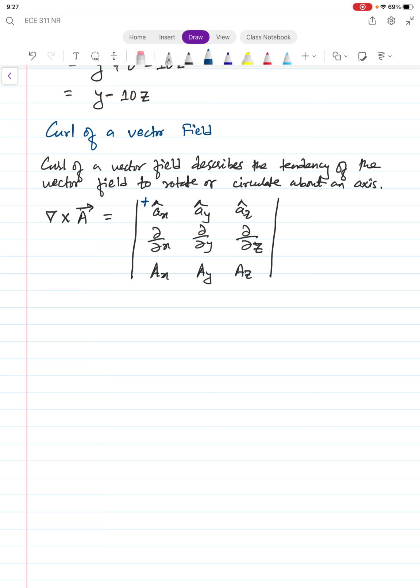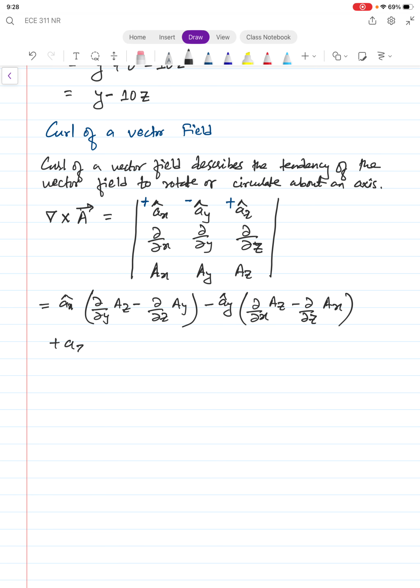I like to give positive, negative, positive. Therefore we get ax times (d by dy of Az minus d by dz of Ay), minus ay times (d by dx of Az minus d by dz of Ax), plus az times (d by dx of Ay minus d by dy of Ax). Alright, so that is the curl of a vector field.